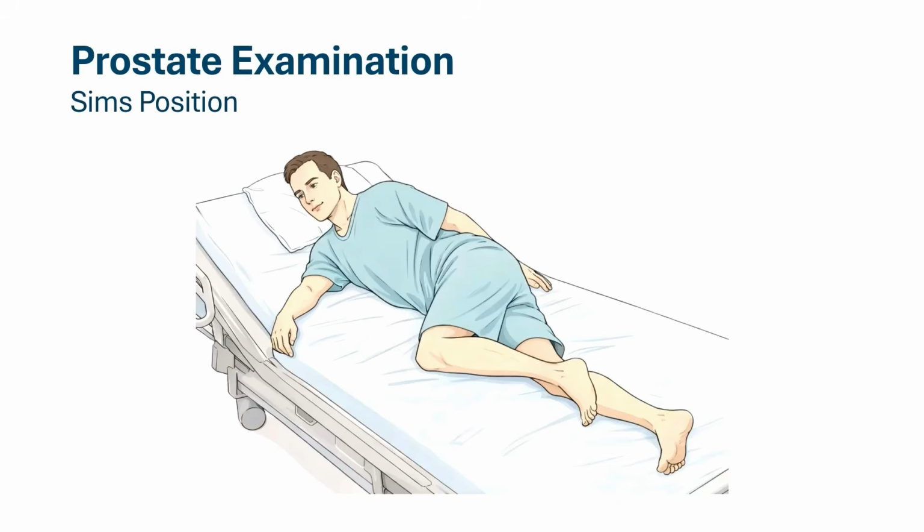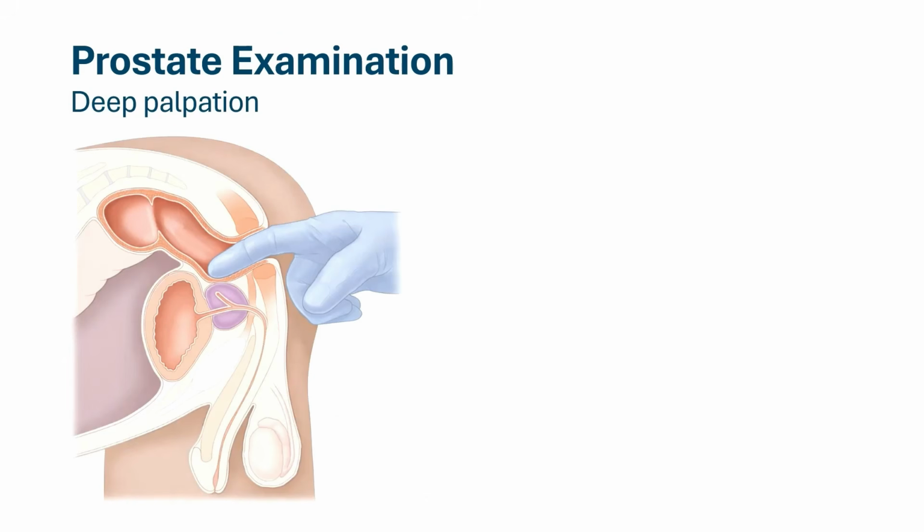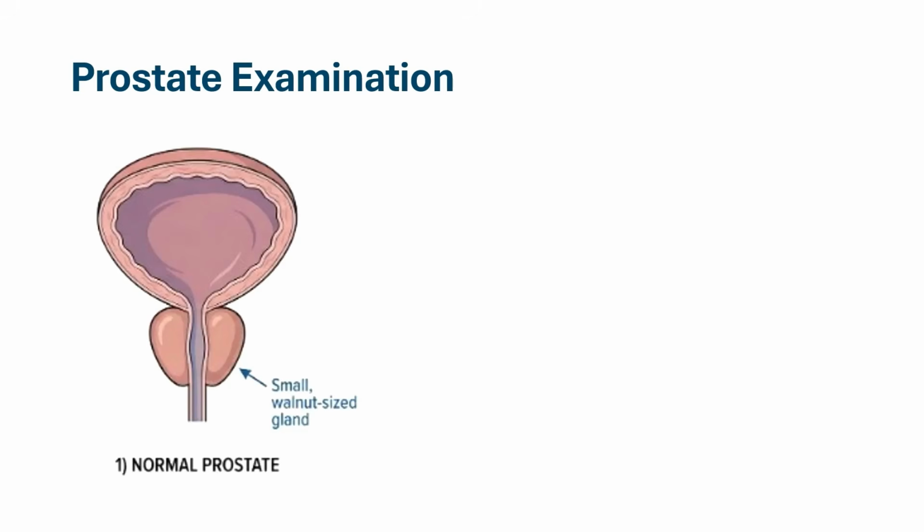Prostate examination. Sims position is preferred during prostate examination. The index finger of the dominant hand may be used for deep palpation. The prostate should be palpated anterior to the rectum. A normal prostate is small, smooth, and symmetrical.